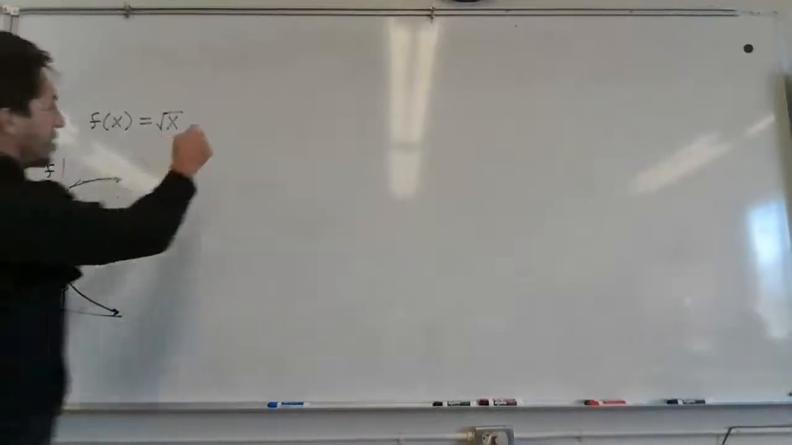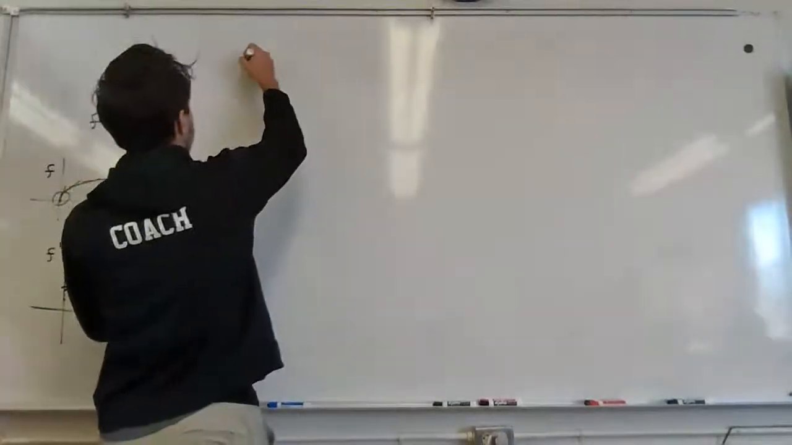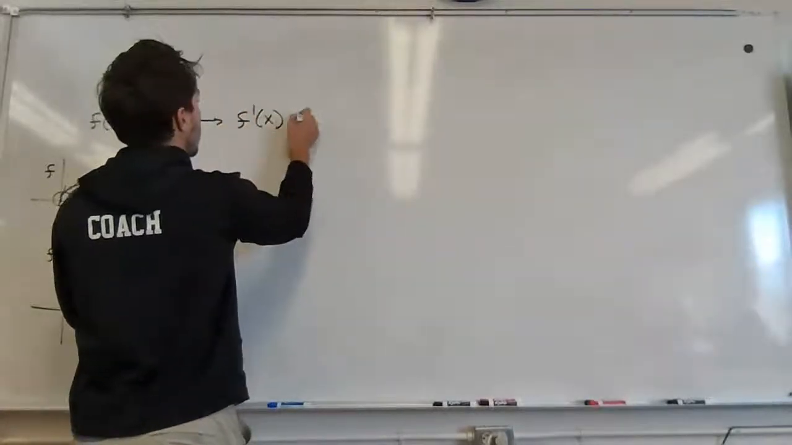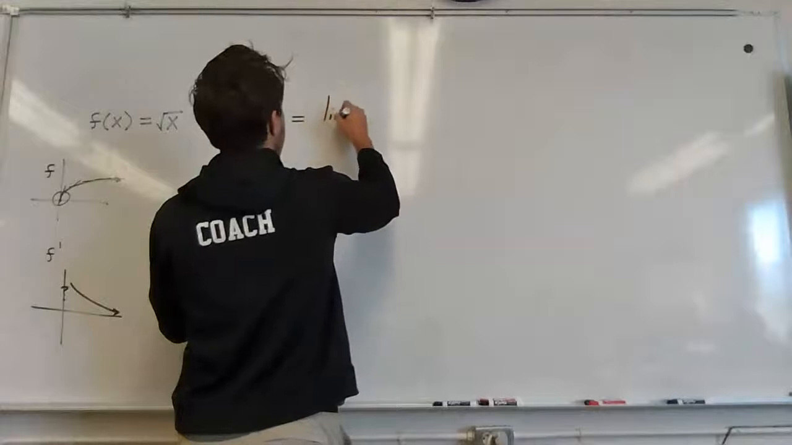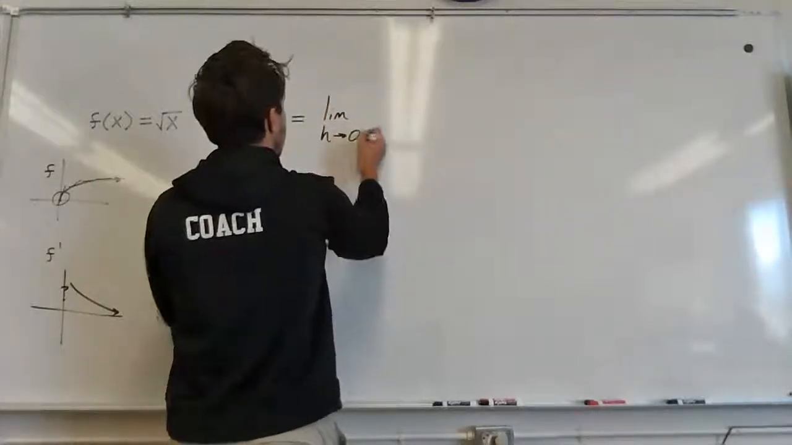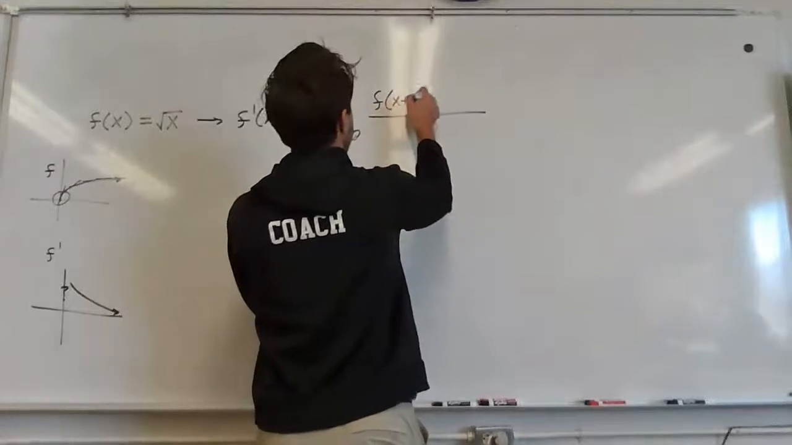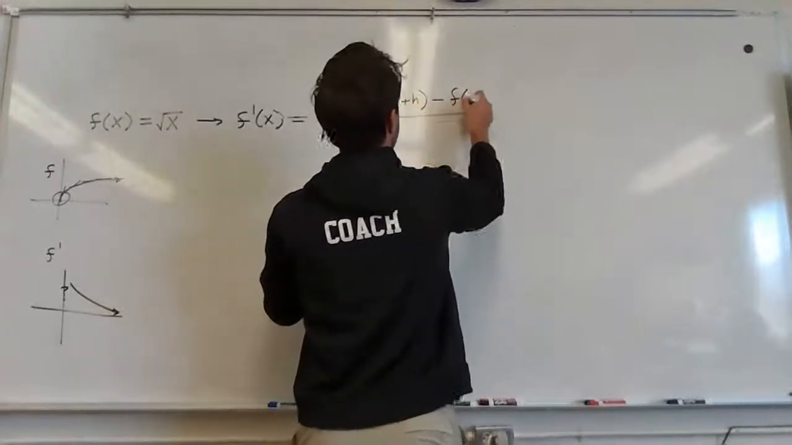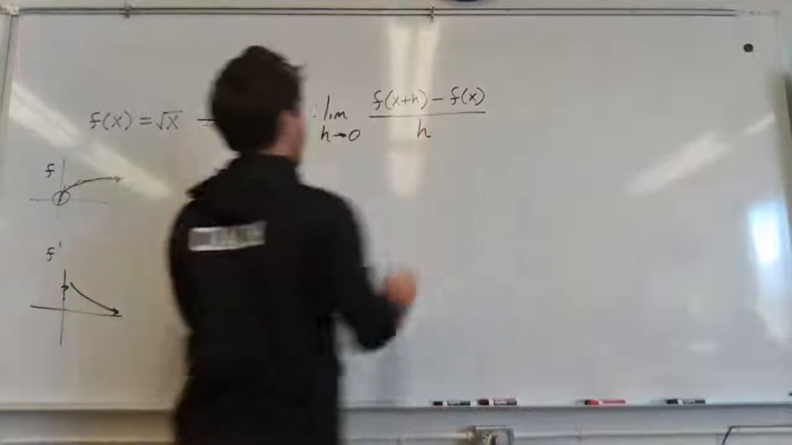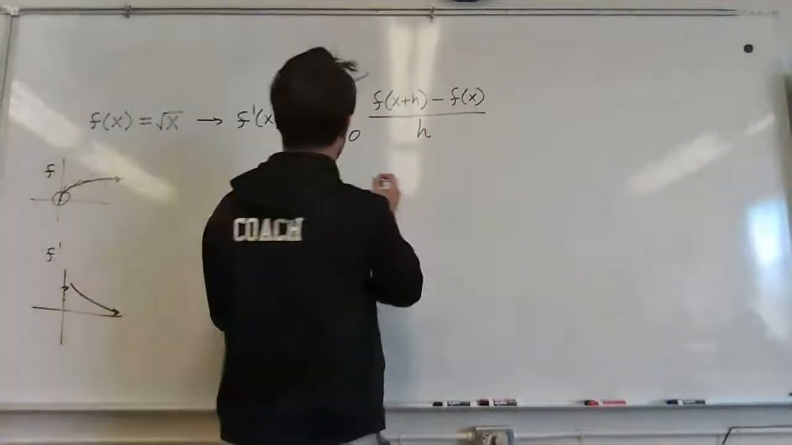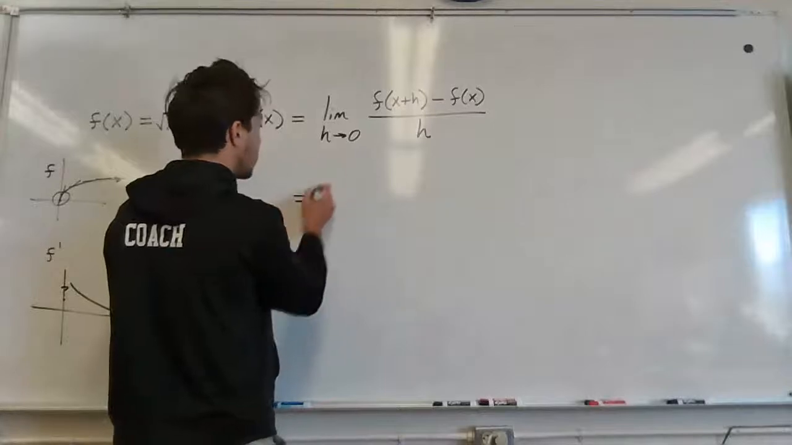So let's get into the math of it. The limit definition is that the derivative is the limit of the rise over run. The rise over run is f of x plus h minus f of x, over h. So let's apply our formula.